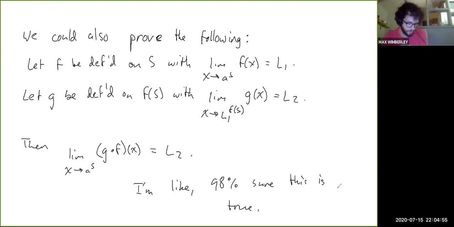So in the next video, we'll find epsilon delta type properties that describe each of the limits that we've defined. So yeah, that's it for this video.